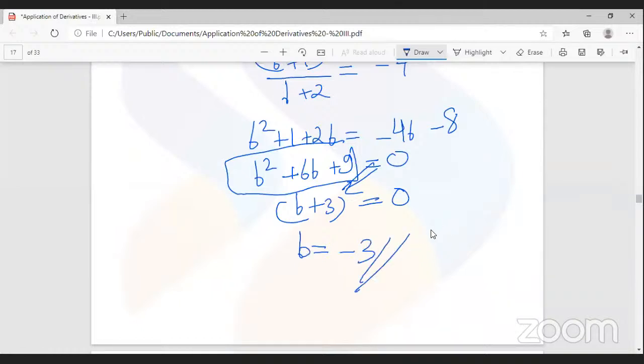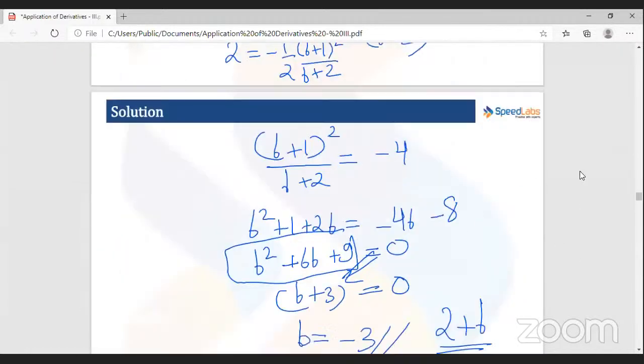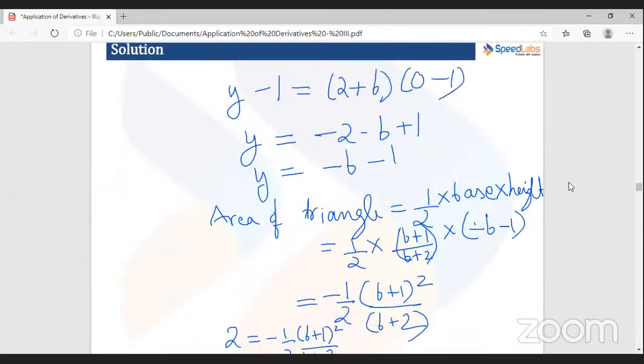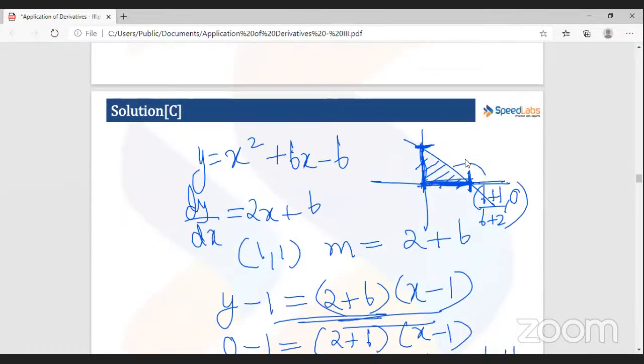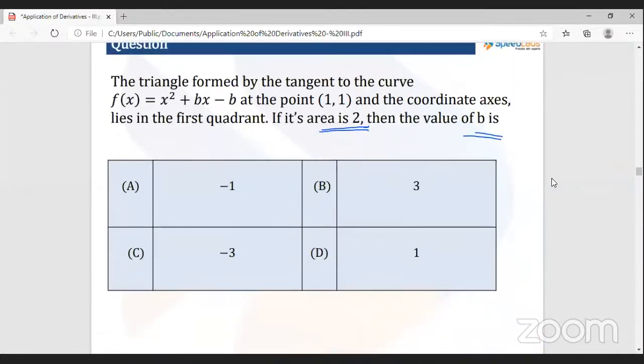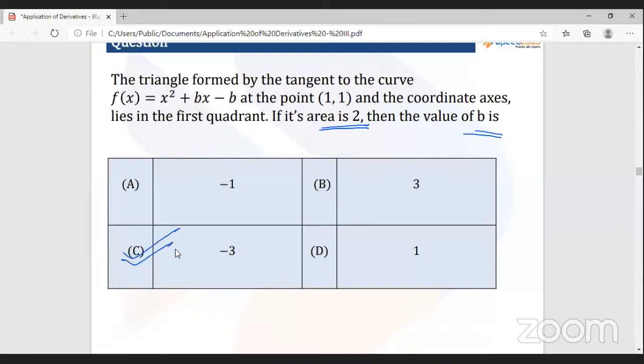So now what was the slope coming? Slope was coming 2 plus b, so 2 minus 3. How much is that? Negative. So what we assumed, that the tangent cuts the axes to form the triangle, is proved from here, because slope is coming negative as b is minus 3 here. So the correct option is C, minus 3.